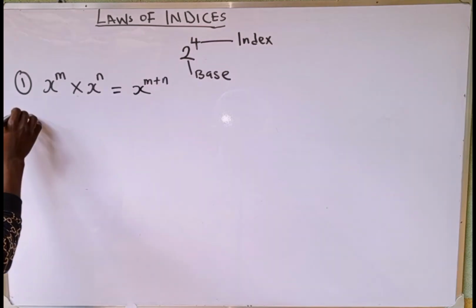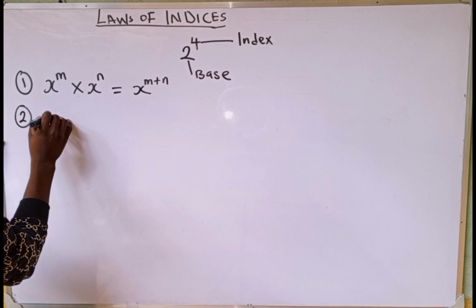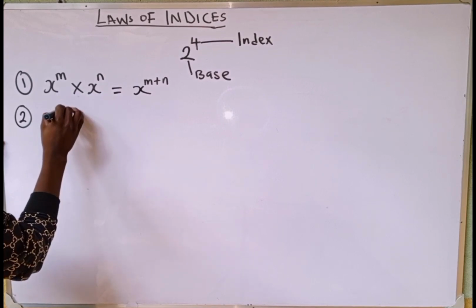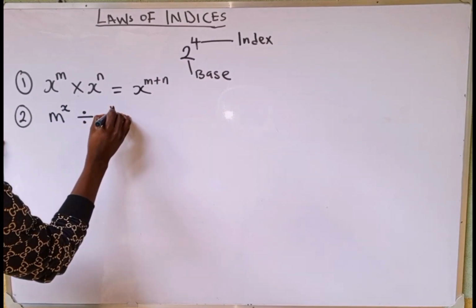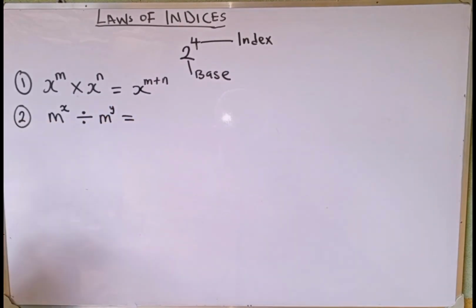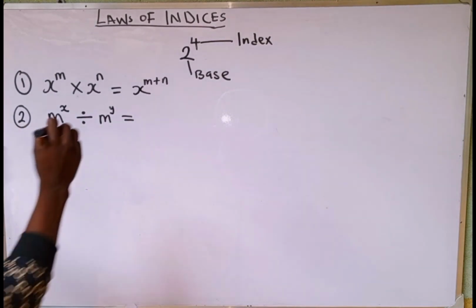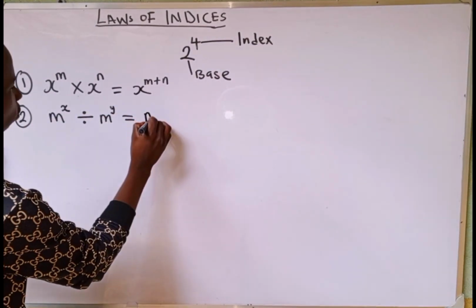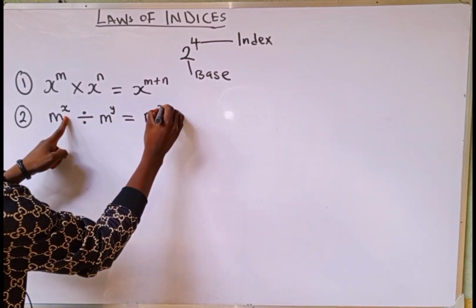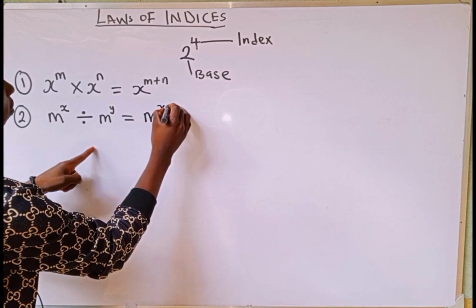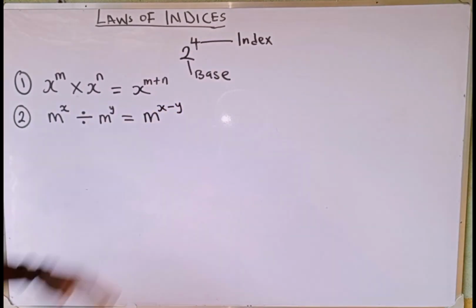So law number 2, we are going to look at what? The division law of indices. When you have m to the power of x divided by m to the power of y, you will notice here also that the base is the same. The base is m. So for the division law of indices, we write the base, which is m, then we subtract the powers. The first power is x, then the second power is y, so x minus y. So this is the division law of indices.